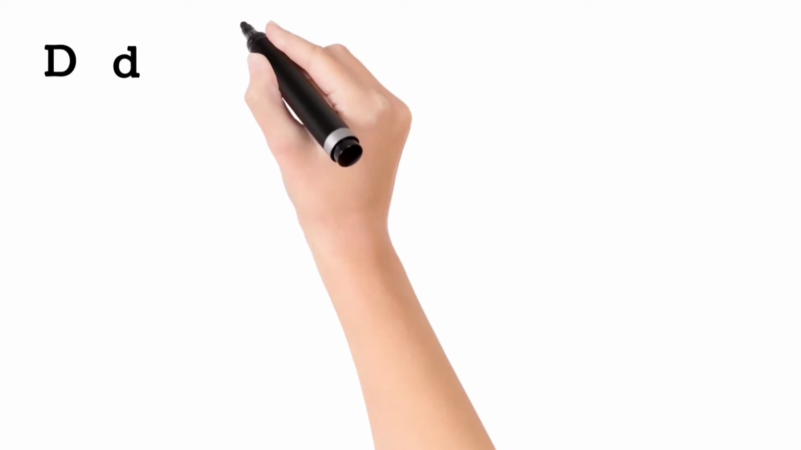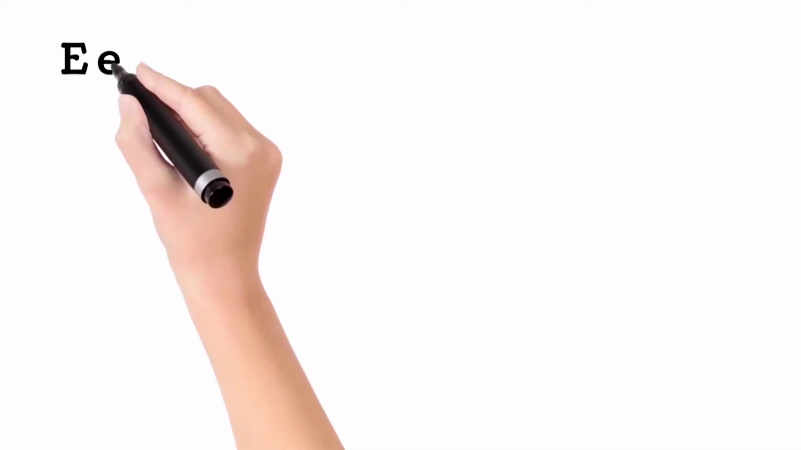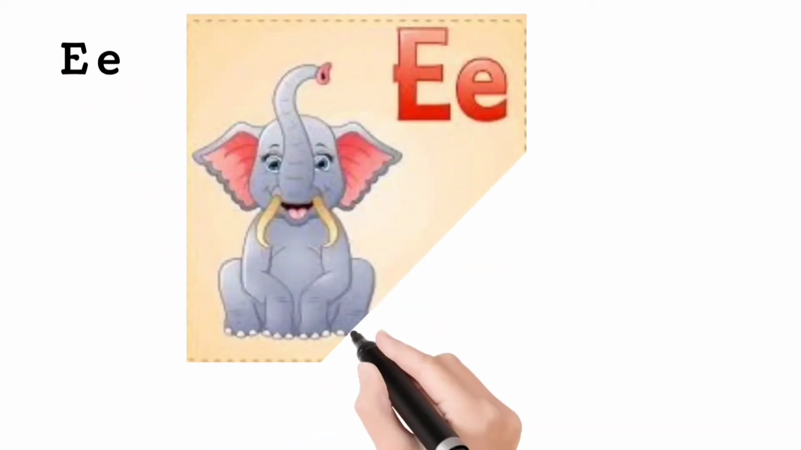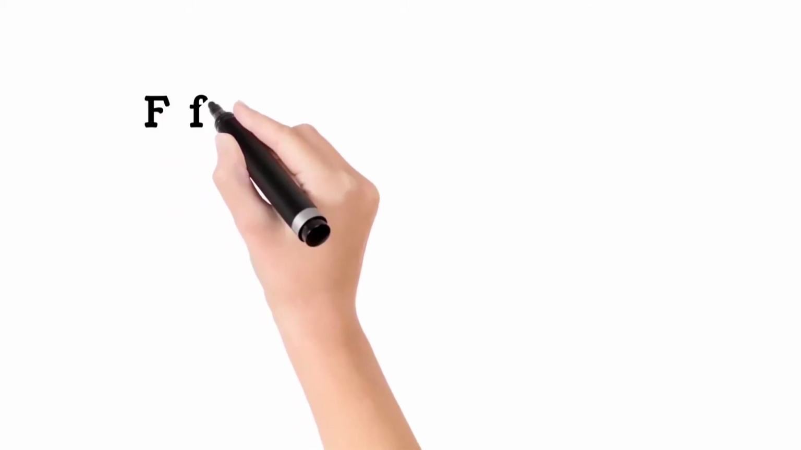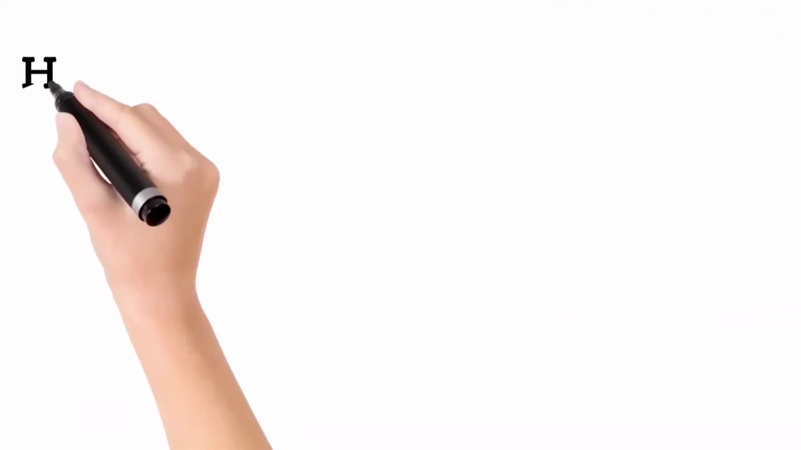D for dog, duck. The next one is E. E for elephant. F for fish.